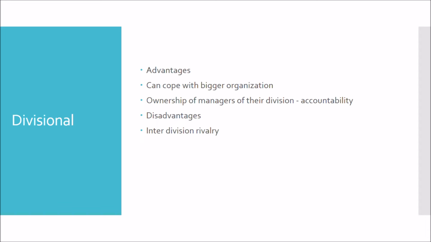In terms of the disadvantages, well, you can have interdivisional rivalry, especially when there's similar types of products. So let's say between a division of, say, Volvo and BMW, you could have a lot of interdivisional rivalry where we're in the same organisation, but we have these separate divisions. That rivalry can be destructive.